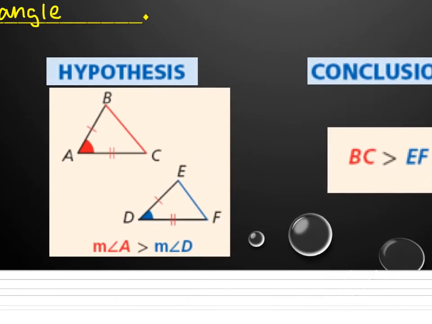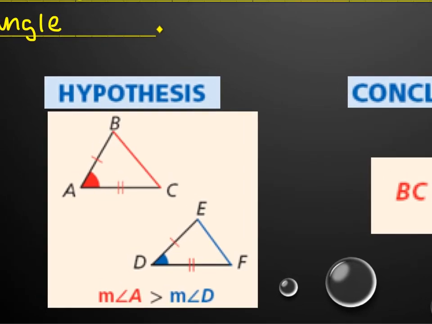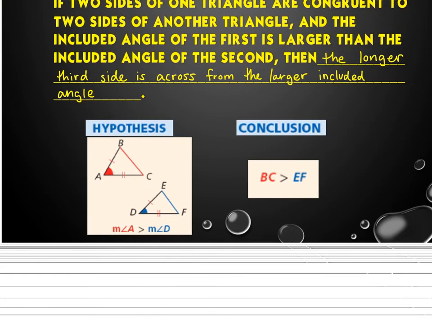So if we look at this example, it tells us that the measure of angle A is greater than the measure of angle D. So we know that angle A is bigger than angle D. So the third side across from angle A is going to be larger than the third side across from angle D, which is EF. So we see that BC is greater than EF.